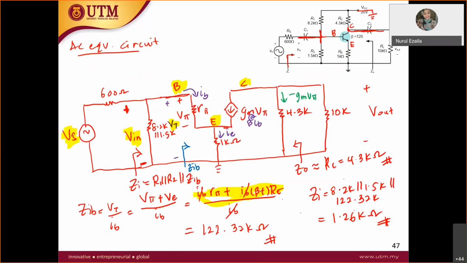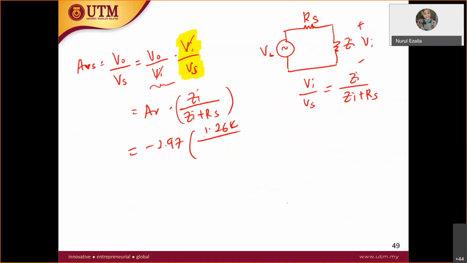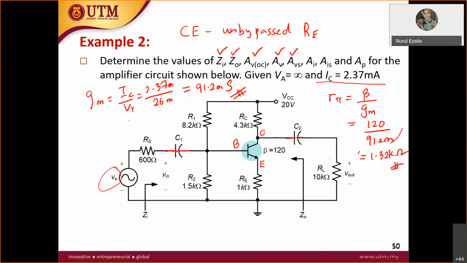What was your Z in just now? Am I correct? The Z, oh yeah, 1.26K, betul. Okay, so 1.26K plus Rs. Rs is given 600. Okay, finally AVS is negative 2.01. So this is for the AVS, quite long, everything are asking here, okay?